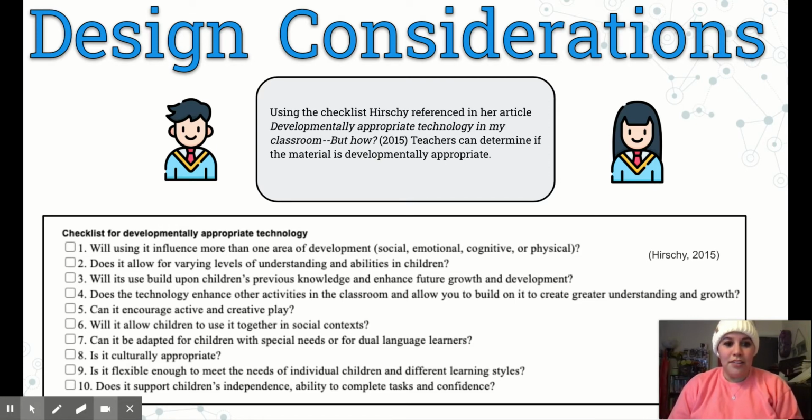So, the first thing that we had to think about in designing this project is considerations of our instructional design. The first consideration we want to think about is if what we are going to be using is going to be developmentally appropriate for our students and for our classrooms. On the screen, you'll see a checklist that Shirley Hershey references in her article, Developmentally Appropriate Technology in My Classroom, but How? And you can use this checklist to determine if the material for your classroom is going to be developmentally appropriate.